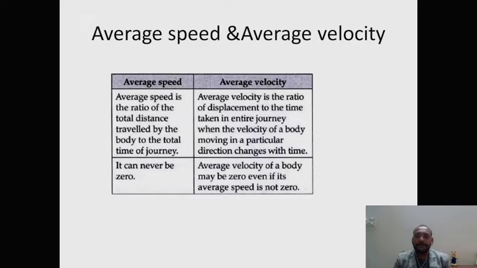Average speed and average velocity are other physical quantities involved in motion. Average speed is the ratio of the total distance traveled by the object to the total time of journey. It can never be zero, while average velocity is the ratio of displacement to the time taken in the entire journey. When the velocity of a body moving in a particular direction changes with time, the average velocity of the body may be zero even if its average speed is not zero.